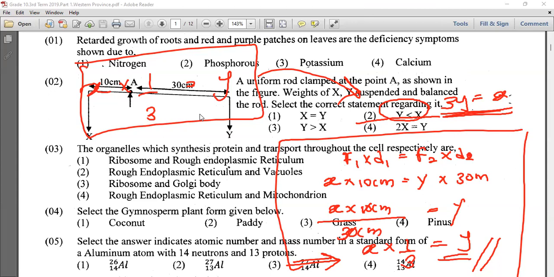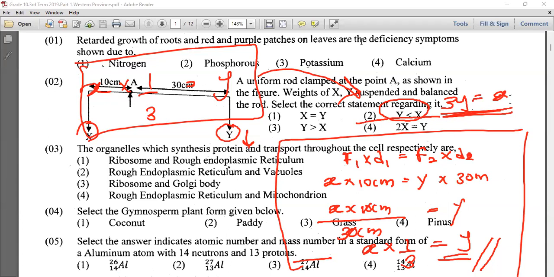So the answer here is x is greater than y. The weight, that means y weight here has to be a lesser value than the weight of x, right? So go for this calculation and get this idea. The answer of the question is 2.